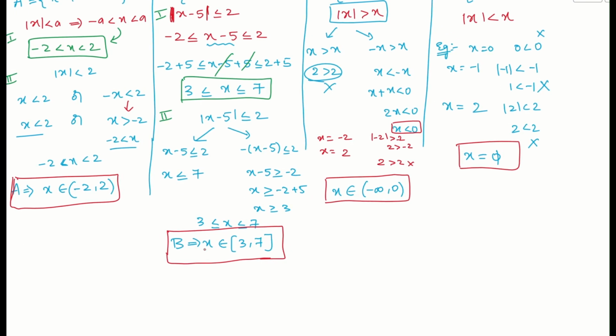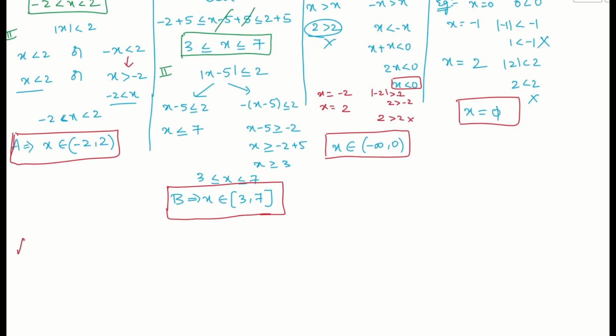Let me write down all the things here. What is the A set? A is x belongs to the interval minus 2 to 2. Now let us consider the B set. What is the B set here? x belongs to the closed interval 3 to 7. What about the C set? The C set is x belongs to the open interval minus infinity to 0, and D.